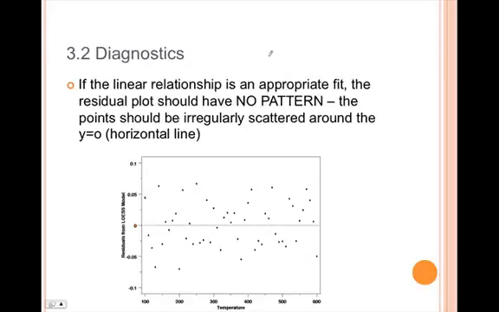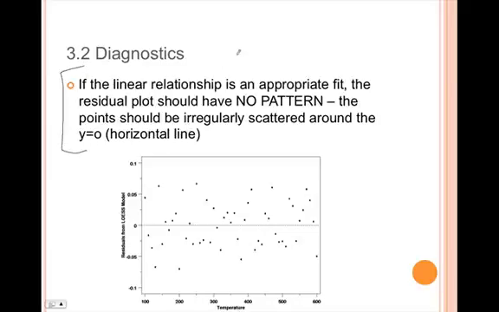This is an example of a residual plot. So again, here on the x-axis is just whatever the x variable was. In this case, you probably can't see it, but it says temperature. And then on the y-axis are the values of the residuals. This right here is very important.